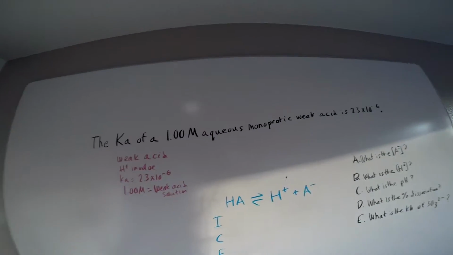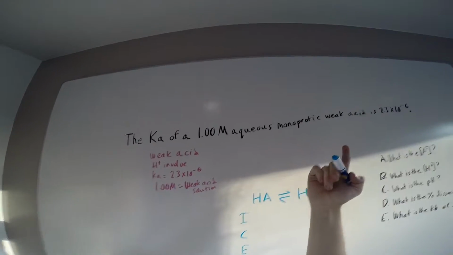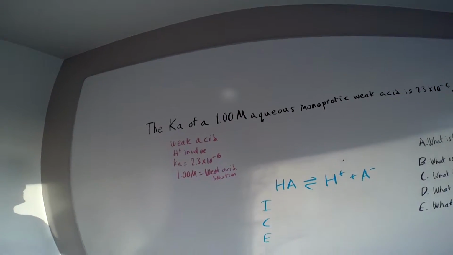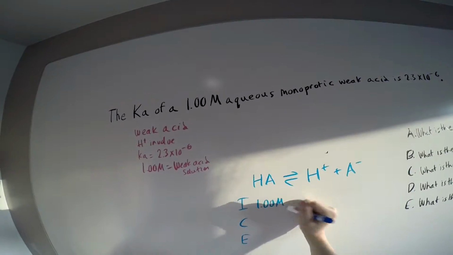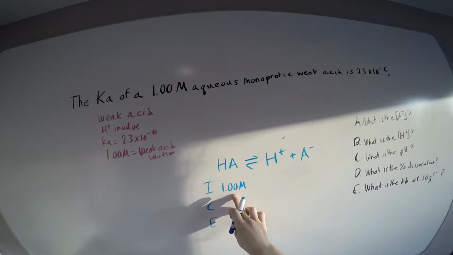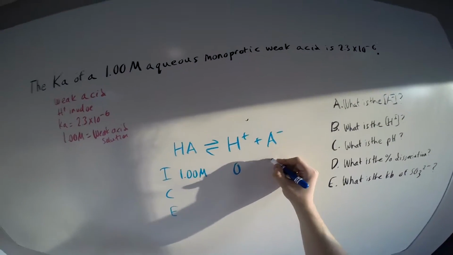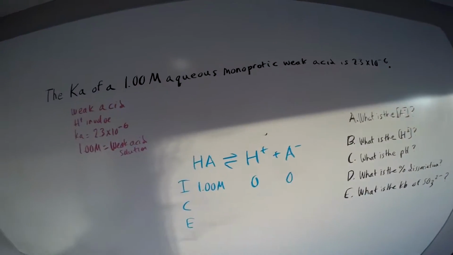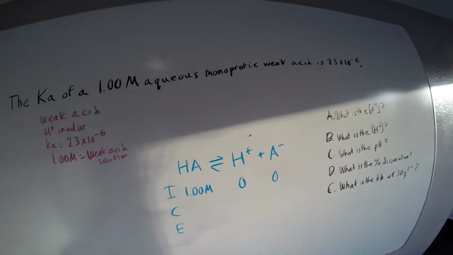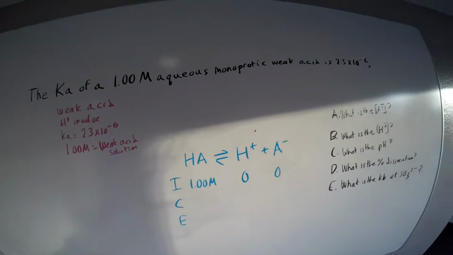So from the sentence, the Ka of 1 molar aqueous monoprotic acid is given. So we can determine that there's 1 molar of the initial weak acid, and there are 0 H+ ions and 0 A- ions, or conjugate base ions, because nothing is dissociated yet.